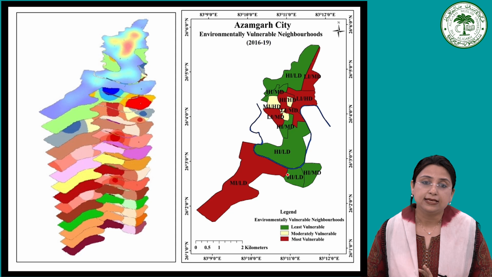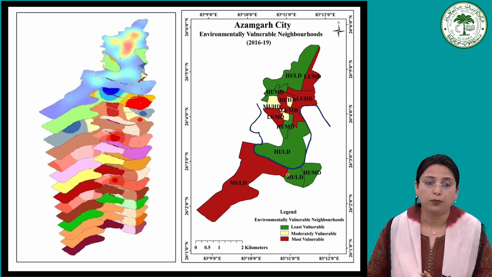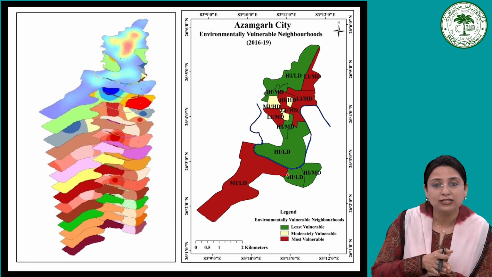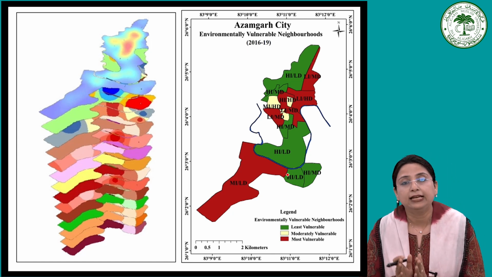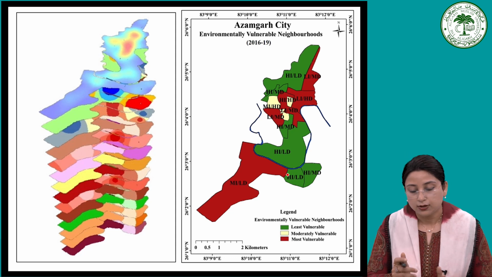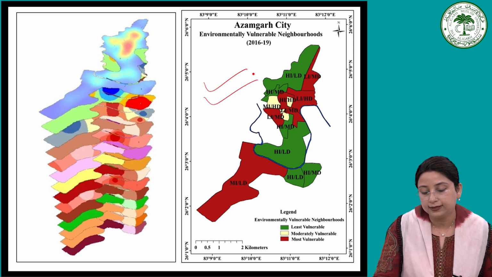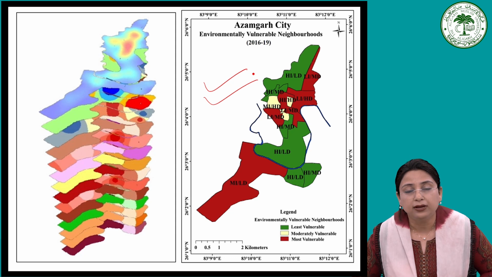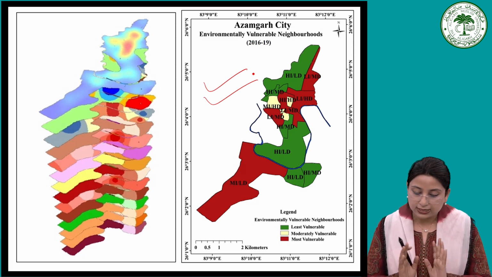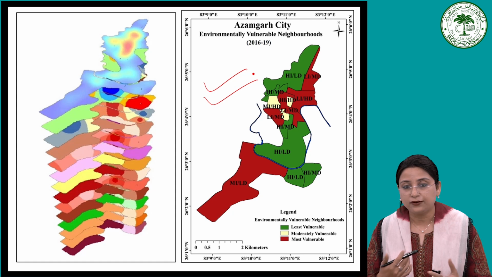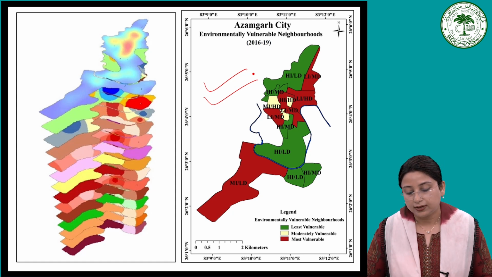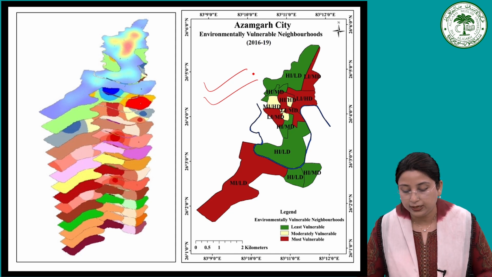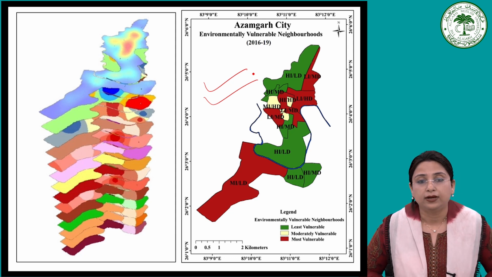Now, after assigning weight according to their importance, we combine all these factors, all these input layers, to get the environmentally vulnerable neighborhoods. So, finally, we have got this environmentally vulnerable map. Students, at a glance, if you see this map, you will get various information. For example, the red neighborhoods are the most vulnerable, yellow is moderately vulnerable, and green is least vulnerable.